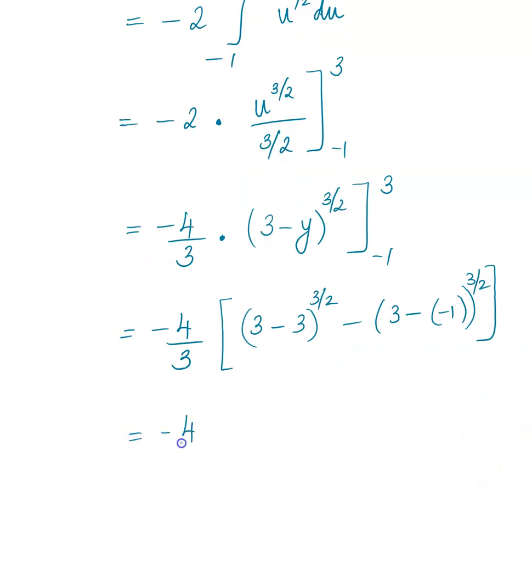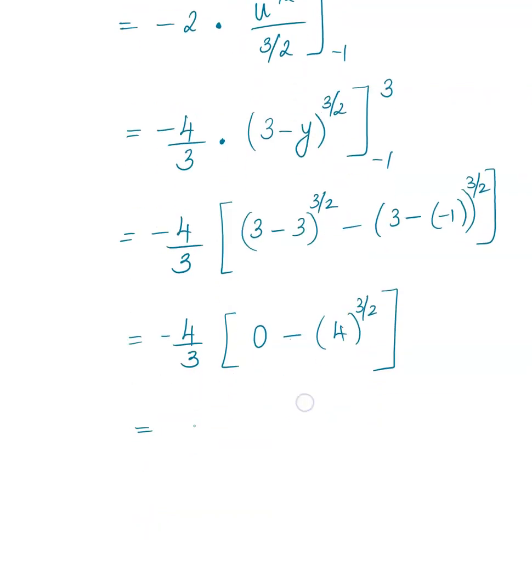So that's 0 minus 4 power 3 over 2. The minus and the minus will be a positive. 4 over 3 times, this we know is 8, right? Square root of 4 to the power 3, which is 8, and that gives us 32 over 3. And this was our answer from part A.